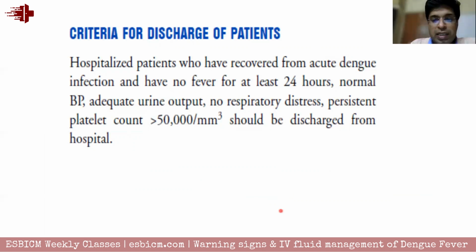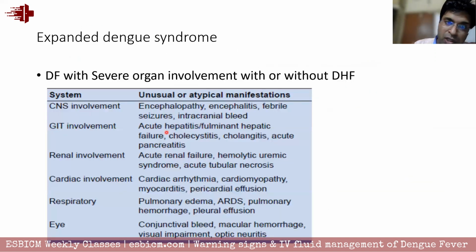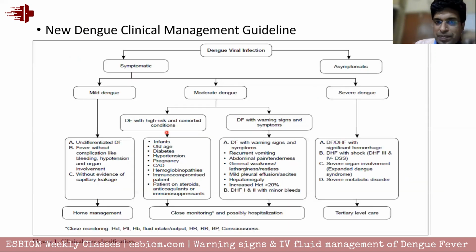Criteria for discharge, Dr. Abhi has told: a hospitalized patient who has recovered from acute dengue infection, has no fever in the last 24 hours, normal BP, adequate urine output, no respiratory distress, and a persistent platelet count, meaning a rising count, should be there. Persistent means that on 3 readings, if the platelet count was always above 50,000, then they can be discharged. So I need to come back to this slide and give you a brief idea about these warning signs.